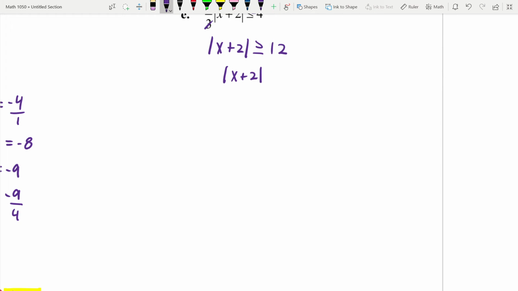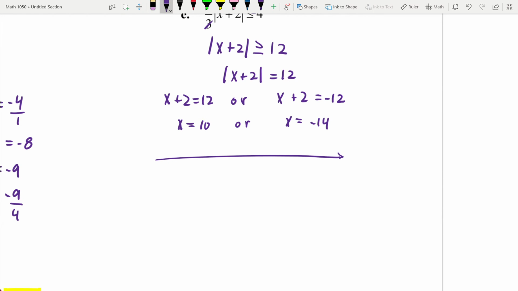Absolute value of x plus 2 equals 12. So now we have x plus 2 equals 12, or x plus 2 equals negative 12. Move your 2 over, x equals 10, or move your 2 over, x equals negative 14. Go to your number line, negative 14 on the left, positive 10 on the right. There is an equal sign, closed, and it's a greater than.